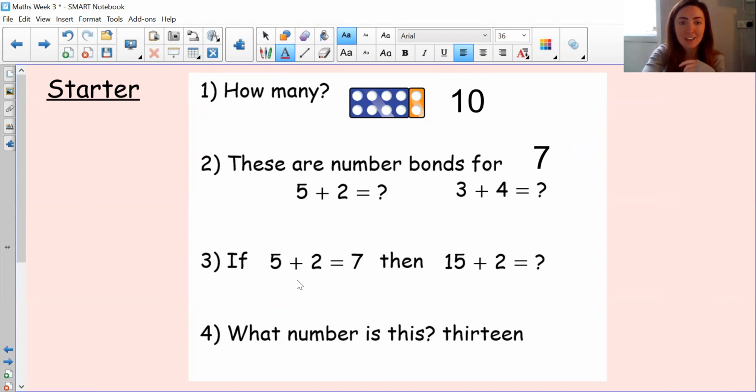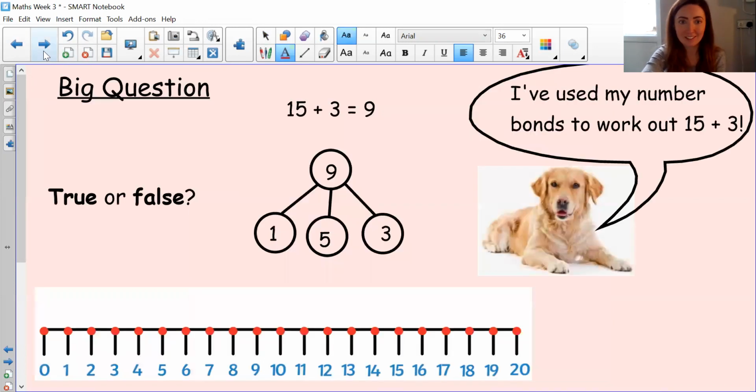Number 3, if 5 add 2 equals 7, then 15 add 2 equals what? Well, I can see something that's the same. The ones are the same. So if the ones are the same, then there must be 7 ones, but I can also see 1 ten. So 1 ten and 7 ones equals 17. Look, there's that pattern again. The ones are the same. And then what number is this? It is the number 13. Well done if you got those right.